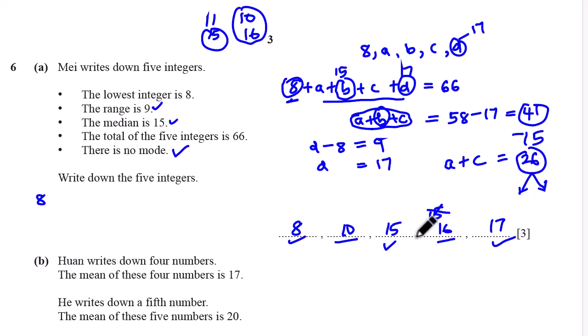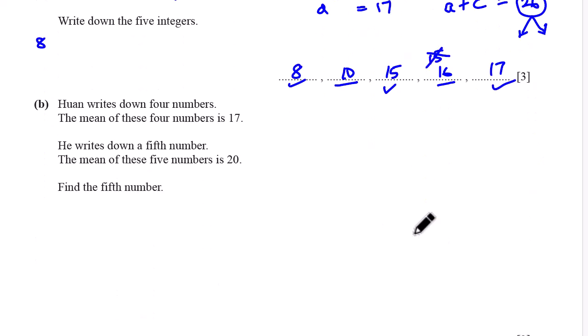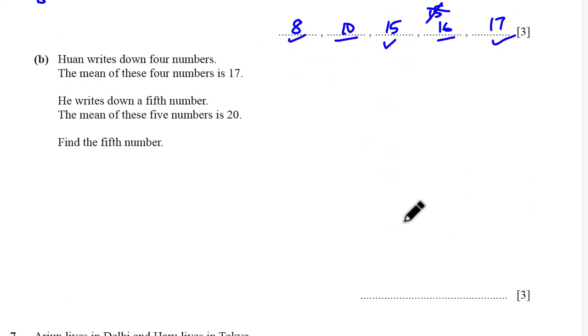Moving on to the second part of question number 6. It is also in the same pattern. We are told that Hyun writes down 4 numbers. The mean of these numbers is 17. He writes down a fifth number. The mean of these 5 numbers is 20. Find the fifth.